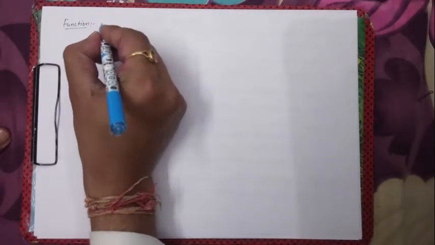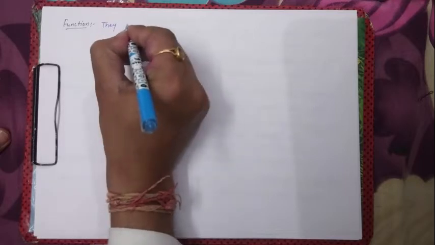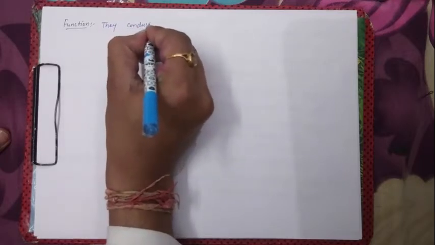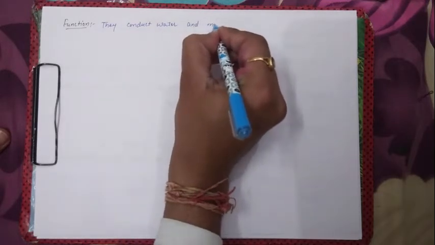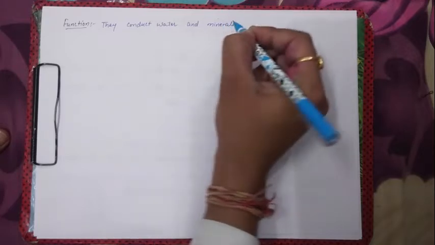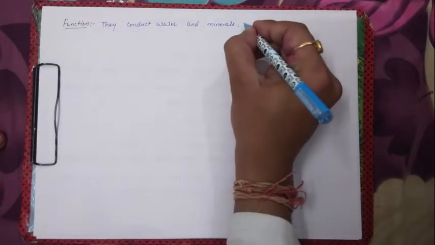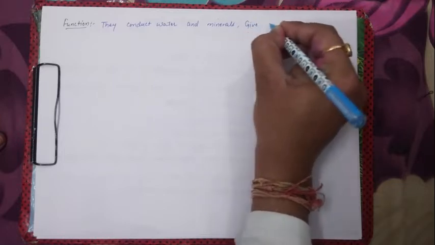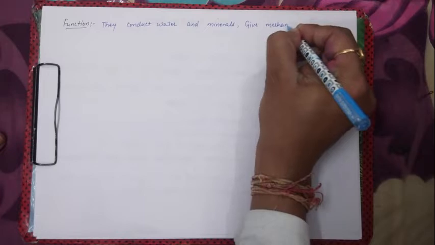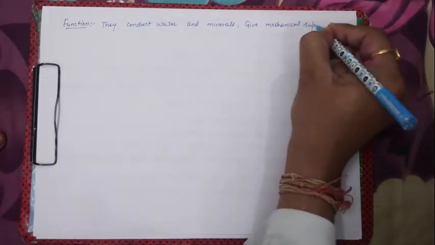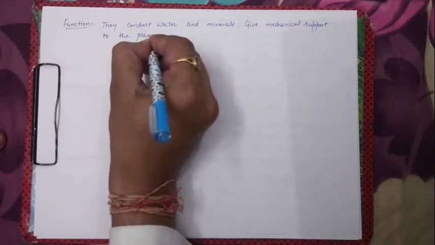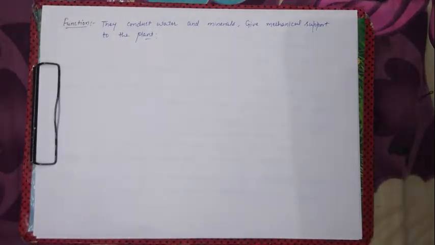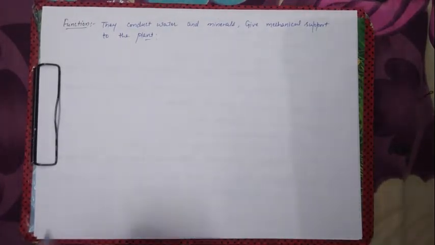The function of xylem tracheids is that they conduct water and minerals. They also provide mechanical support to the plant.